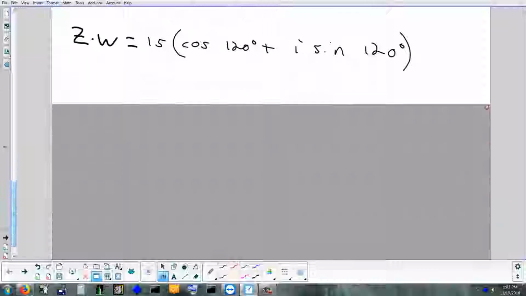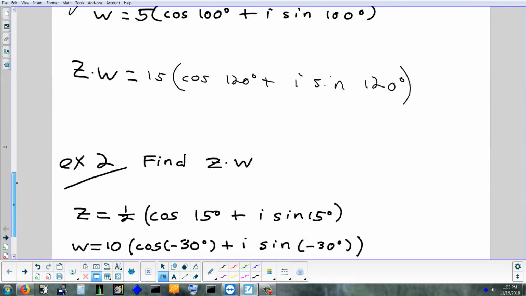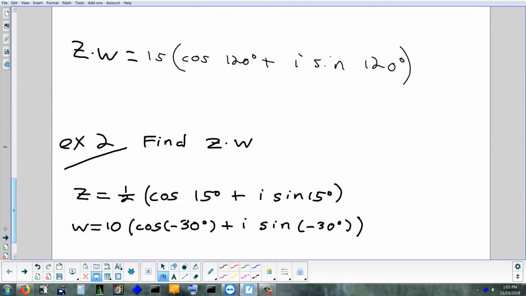All right, let's try this one. Okay, so same directions. Find Z times W. Now, you can call them whatever you want. You can call them Z1 and Z2 or Z and W. The point is, just take whatever the two things are and multiply them.